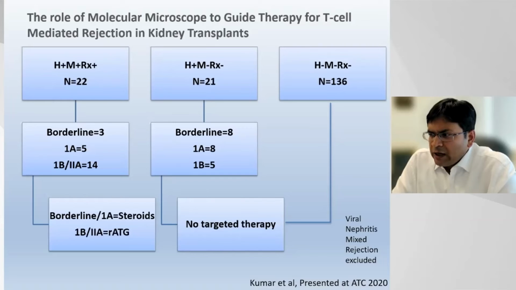So you can see that H plus M minus has a lot more borderline and early rejection versus a higher grade of rejection for H plus M plus. But the key point of this trial is that we did not intensify immunosuppression with regards to highest dose steroids or thymoglobulin for patients with the H plus M minus category of rejection.